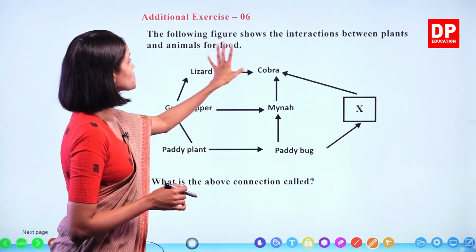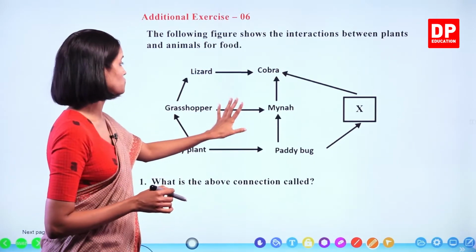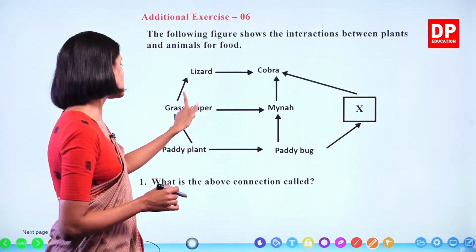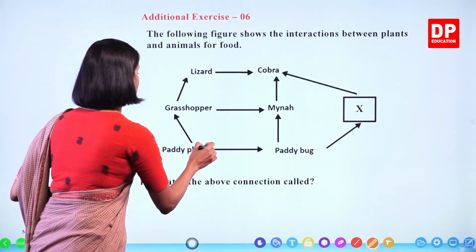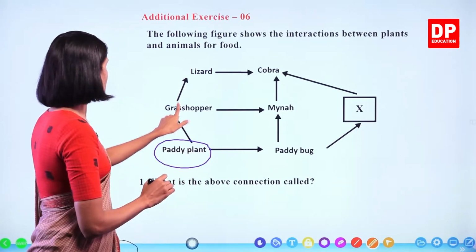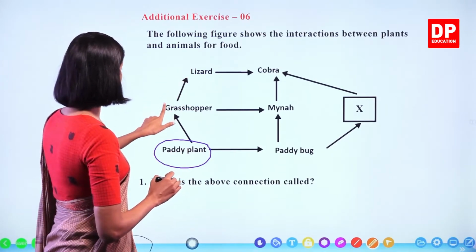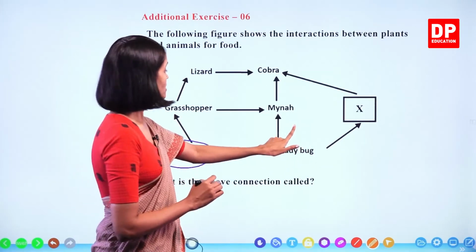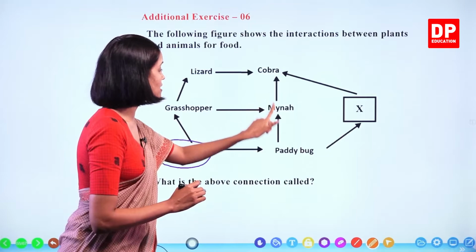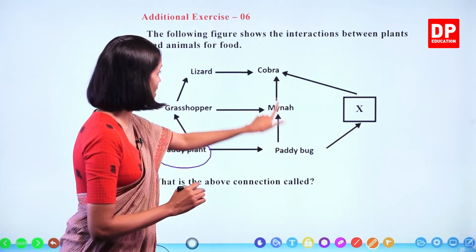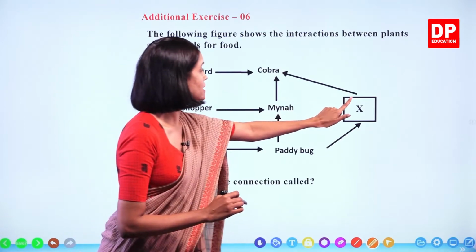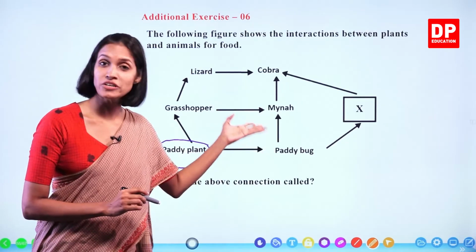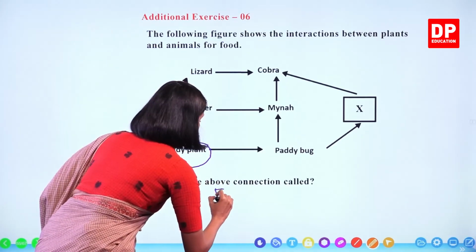Additional exercise number 6. The following figure shows the interactions between plants and animals for food. Look at this one. What is this, children? Now, you all know this is a food web. Right here, it starts from here if you observe carefully. Paddy plant. Grasshopper eats the plant. Lizard eats the grasshopper. Cobra eats the lizard. Paddy bug or rice bug, another way, right? Paddy bug eats the paddy plant. Myna, it's a bird, eats the paddy bug or the rice bug, and the cobra eats myna. Here blank is given. What is the above connection called? This is called a food web. Food web.